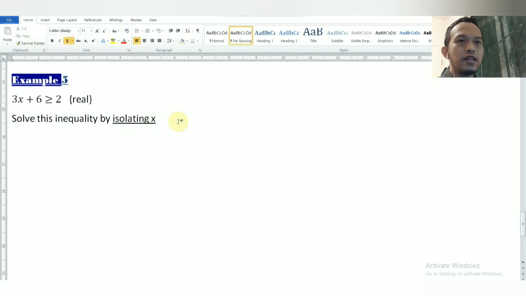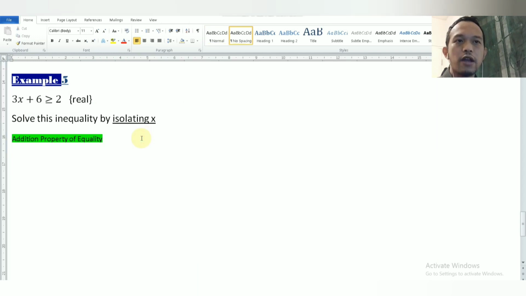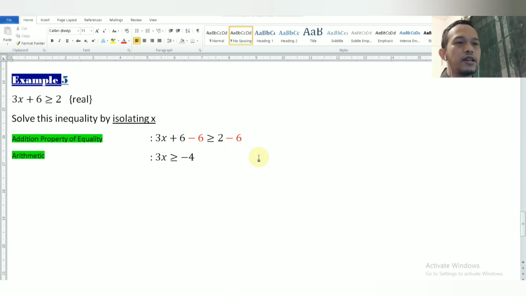How? The first one is using the addition property of equality. So I want to get rid of 6 here on the left member, and that's why I want to subtract both members by 6. Okay, so in the end I will do the arithmetic. I will have 3x is greater than or equal to -4, and then I will try to isolate x by getting rid of 3. How?